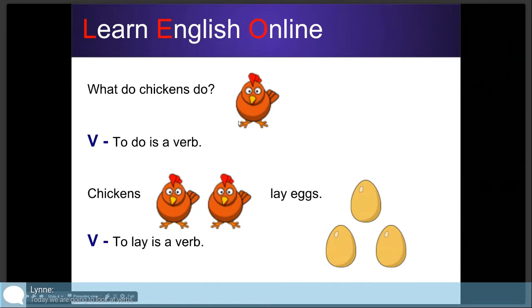So we've got the noun chicken. Remember, plural becomes chickens. And then we have eggs. Egg, singular. Eggs, plural. Also a noun. But here we have lay, and to lay is a verb. It describes what chickens do. Of course, chickens do other things. Chickens cluck. Buck, buck, buck. To cluck is a verb.